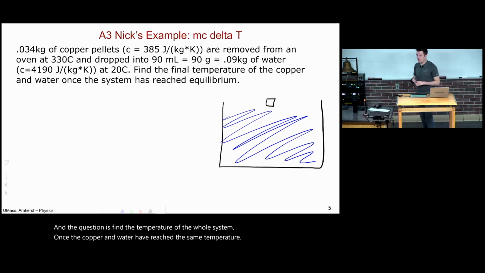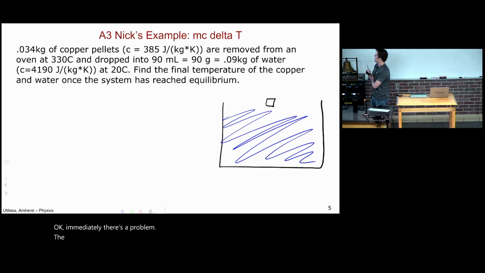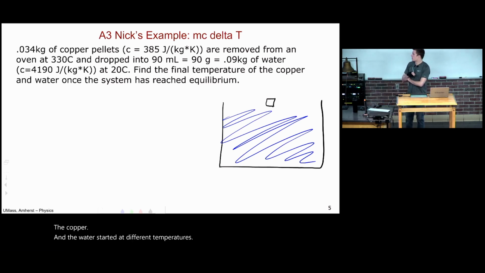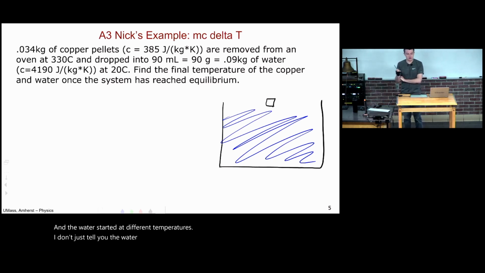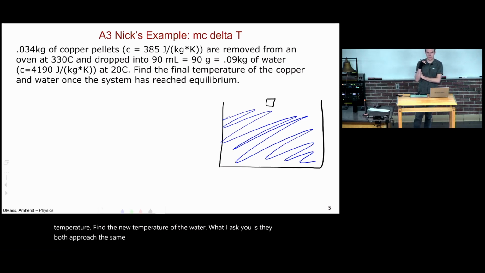Okay, now immediately there's a problem. The copper and the water start at different temperatures. I don't just tell you the water absorbs 180 joules, or the copper cools to a certain temperature, find the new temperature of the water. What I ask you is they both approach the same final temperature. So the water is going to heat up and the copper is going to cool down, and they're going to settle at the same temperature.